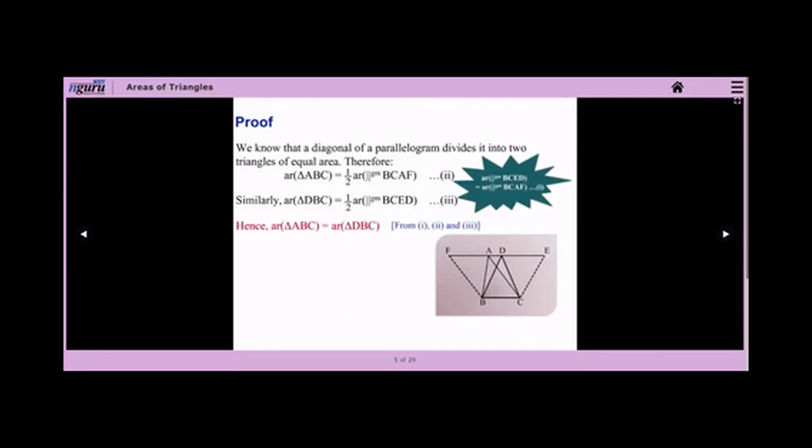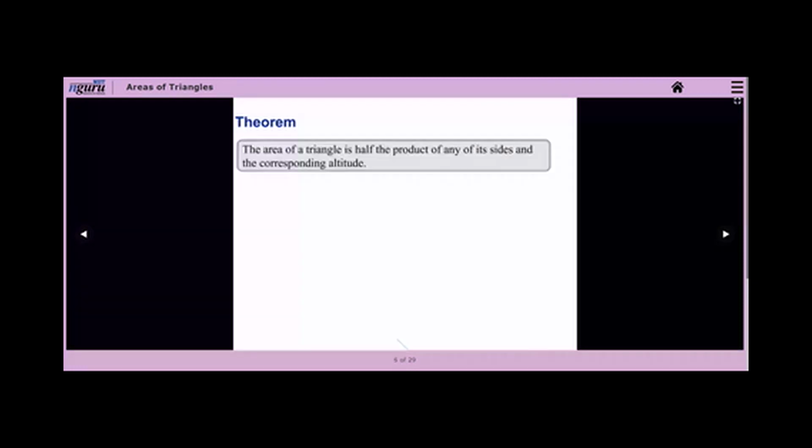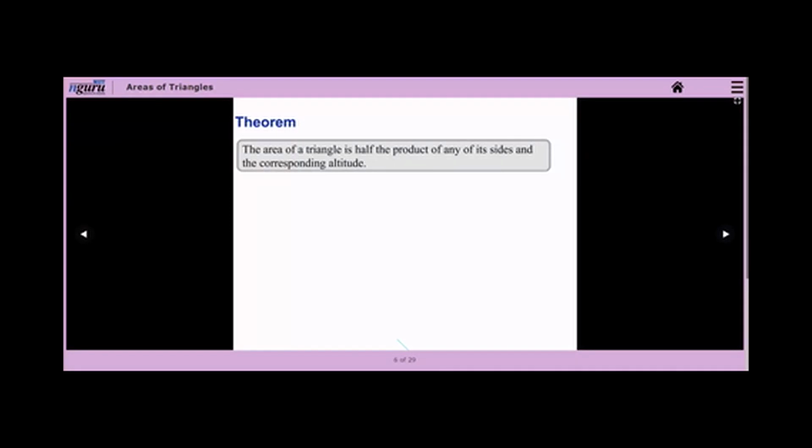Hence, from equations 1, 2, and 3, we get that the area of the triangle ABC is equal to the area of the triangle DBC. Now we will prove that the area of a triangle is half the product of any of its sides and the corresponding altitude.